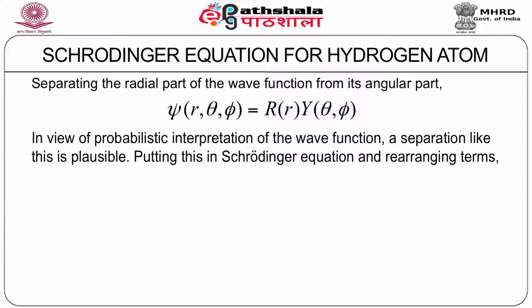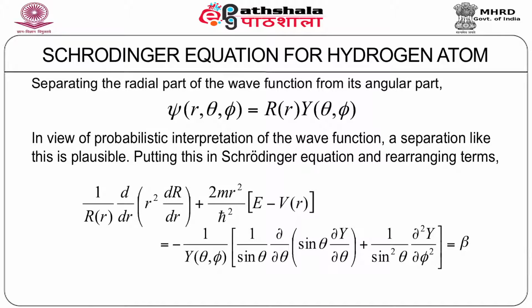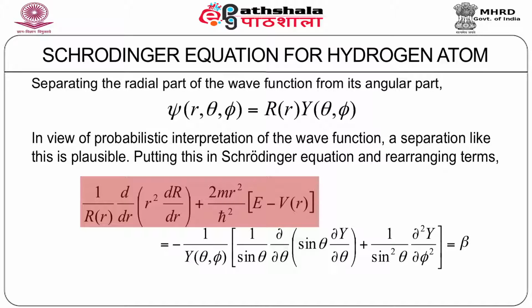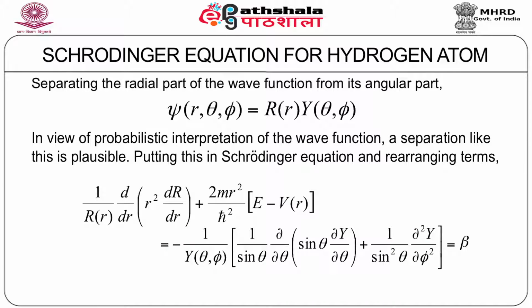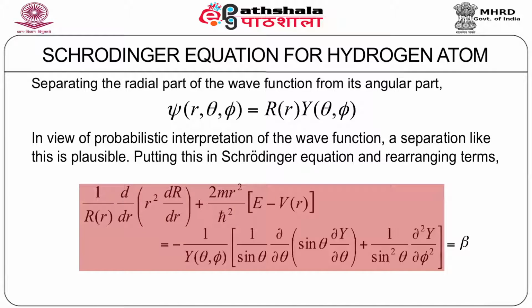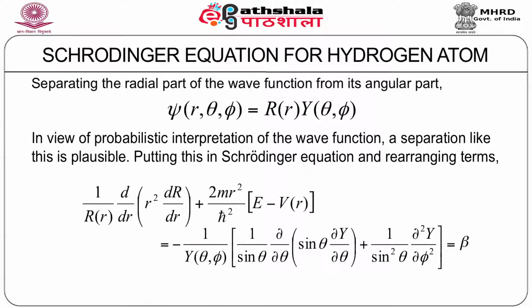Now, putting this in the Schrodinger equation and rearranging terms, as we did before, this is similar to what we did in the case of the rigid rotator. We put this separation into the Schrodinger equation and rearrange the terms so that the left-hand side becomes a function of r only and the right-hand side is a function of theta and phi only, because this is Y(theta, phi), and this is R(r). So, as before, we have to equate each side to beta. That's what we have said.